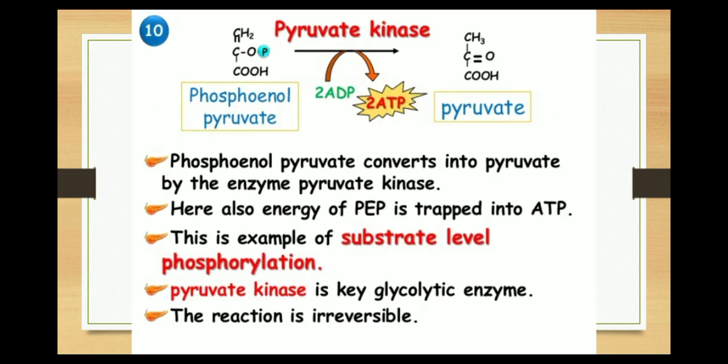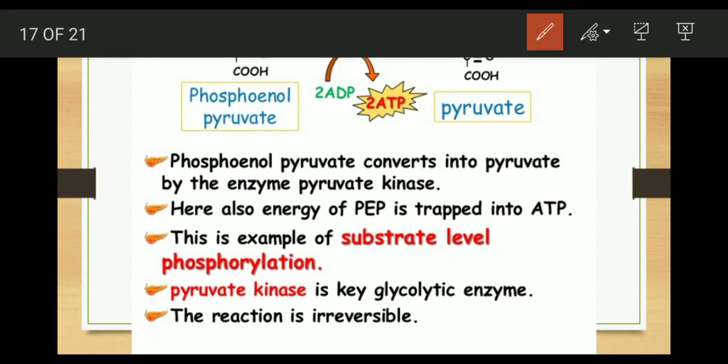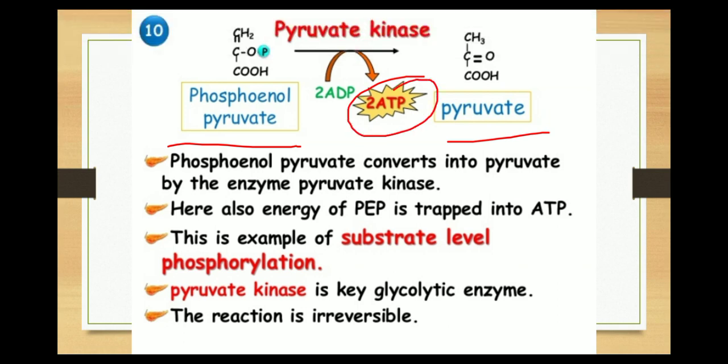Let's move on now. Now the last step, the 10th step, in which phosphoenolpyruvate converts into pyruvate with the release of an ATP, the energy here. This conversion is by the enzyme pyruvate kinase. Here also the energy of PEP is trapped into ATP, as we have already discussed. This is again an example of substrate level phosphorylation, and pyruvate kinase is a key glycolytic enzyme.